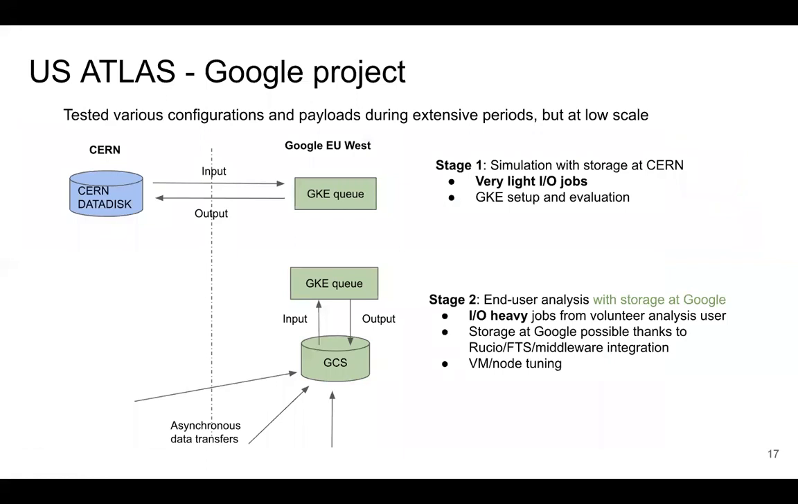So coming to the commercial cloud projects, the first one is a project that we are running between US ATLAS and Google. The scale is not so big, it's around 200 cores, but we have run it over several weeks and tried a lot of different configurations and payloads. So we have gained significant experience with Google.